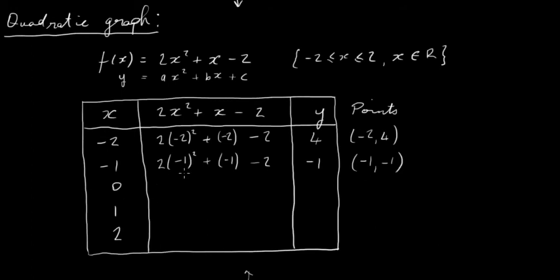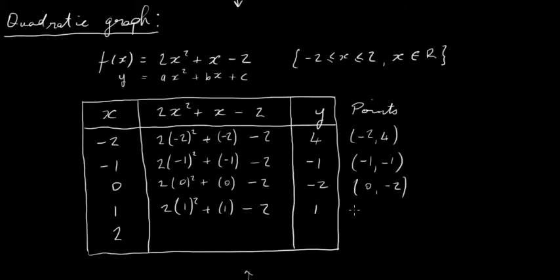Let's put 0 in. 0 is usually an easier one to do. So it's going to be 0 squared plus 0 minus 2. Here we're just going to get 0, here we're going to get 0, and we're just left with -2. So we put in 0 and we got -2 out the other end. Let's put 1 in then. Okay, so we've got 2 times 1 squared plus 1 minus 2. 1 squared is 1, 1 times 2 is 2, 2 plus 1 is 3, 3 minus 2 is just 1. So we put in a 1 and we got a 1 out.